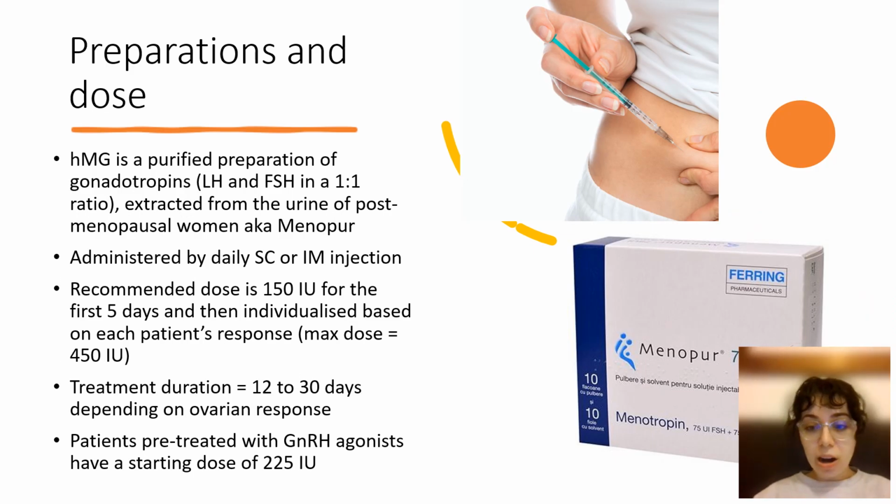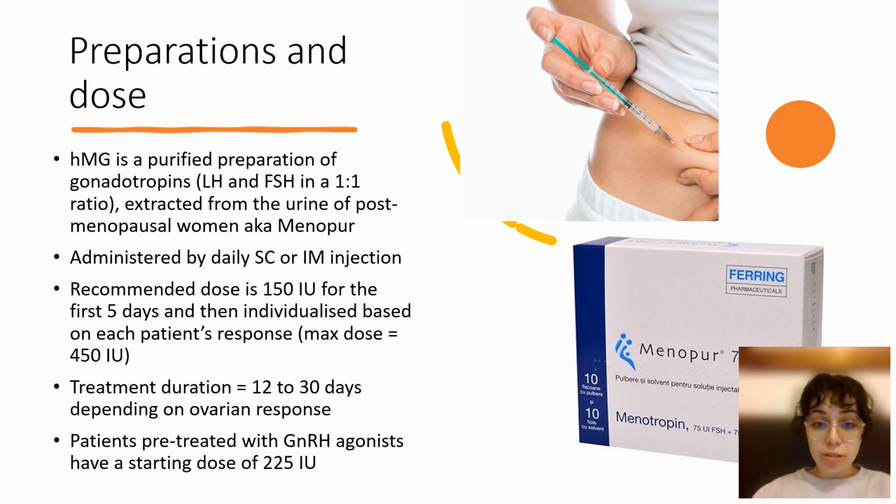So what exactly are human menopausal gonadotropins? They're a purified preparation of gonadotropins extracted from the urine of postmenopausal women. It's basically LH and FSH in a 1-to-1 ratio. It's administered by daily subcutaneous injection or intramuscular injection.